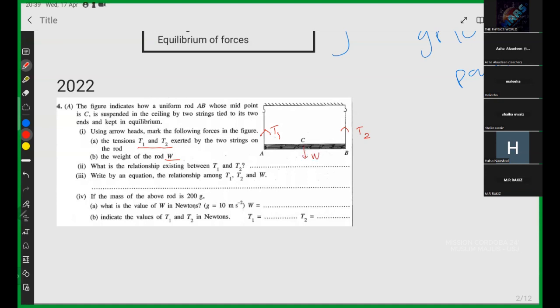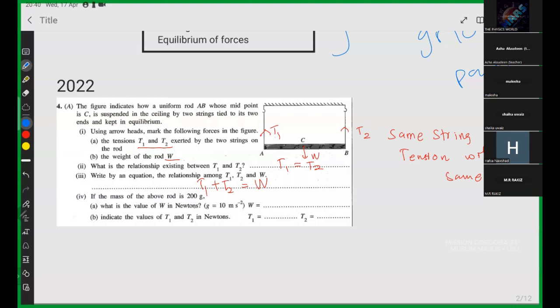So what is the relationship between T1 and T2? It is the same string, no? So same string means the tension will be the same. So what is the relationship? T1 and T2 will be equal. Then as I have told earlier, T1 plus T2 equals W. That is also clear.